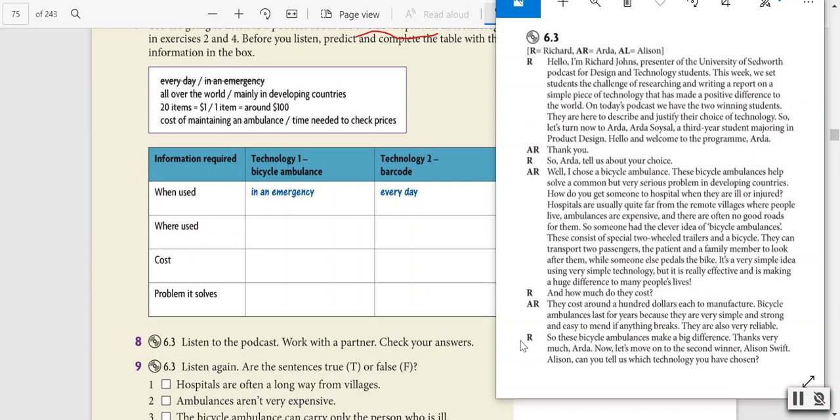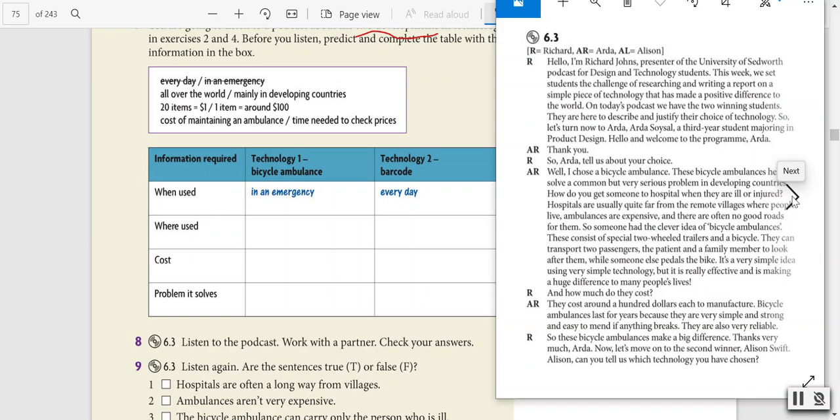And how much do they cost? They cost around $100 each to manufacture. Bicycle ambulances last for years because they are very simple and strong and easy to mend if anything breaks. They are also very reliable. So these bicycle ambulances make a big difference. Thanks very much, Ada. Now let's move on to the second winner, Alison Swift.